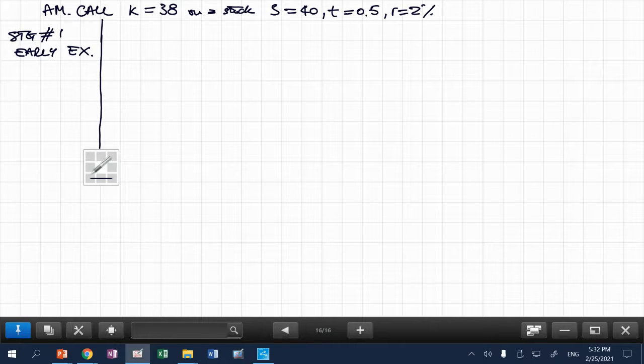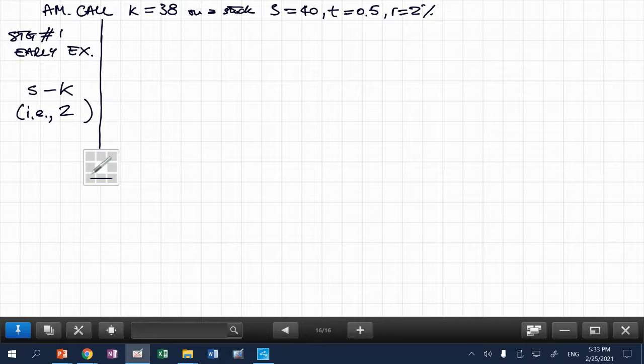How much money can I get by early exercising the option? In general, if I have a strike K and a spot price S, of course, the problem comes only when it is exercisable, so when S is larger than K, what I can get is simply S minus K, okay? In my example, if I have K which is 38 and the spot which is 40, what I could get would be 2, okay? So I can get 2 immediately by exercising.